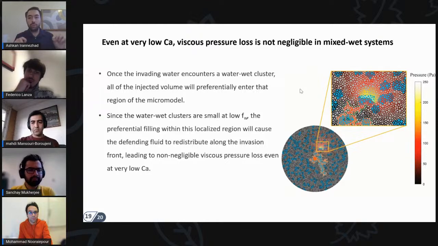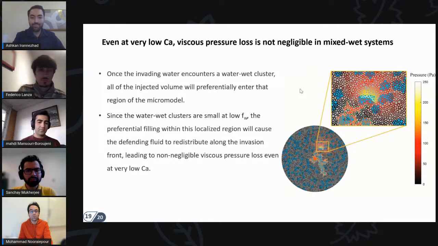And as a result, we can see that the local flow rate at that region is maximized, while the flow rates at other throats are almost zero. And that relatively high flow rate at the water wet cluster leads to higher pressure loss, viscous pressure loss. So we can say that at mixed wet systems, even at very low capillary number, viscous pressure loss is not negligible.